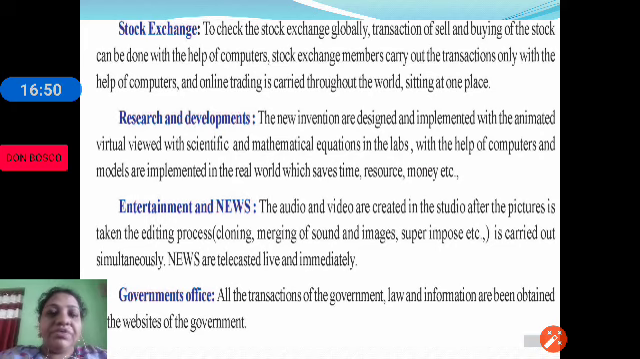Many government offices also use computers for maintaining the transactions. Law and information can be obtained. So, the different information about government offices can be obtained through the website of the government. The information is available on the government website. To access that, we will be using computers.